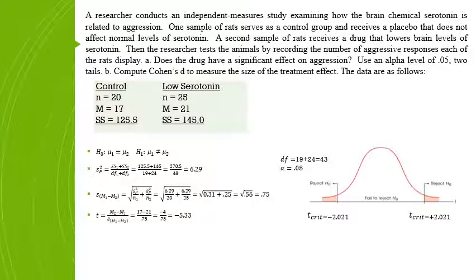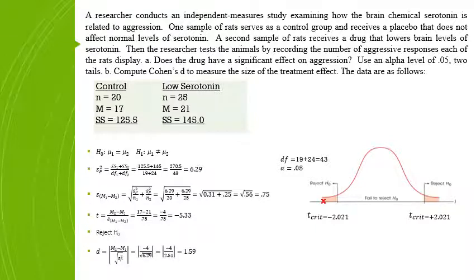Now you have everything you need to solve for t. So M2 minus M1 over the estimated standard error gives you a negative 5.33. Okay, place your x on the graph, and you're in the critical region, so you reject the null.